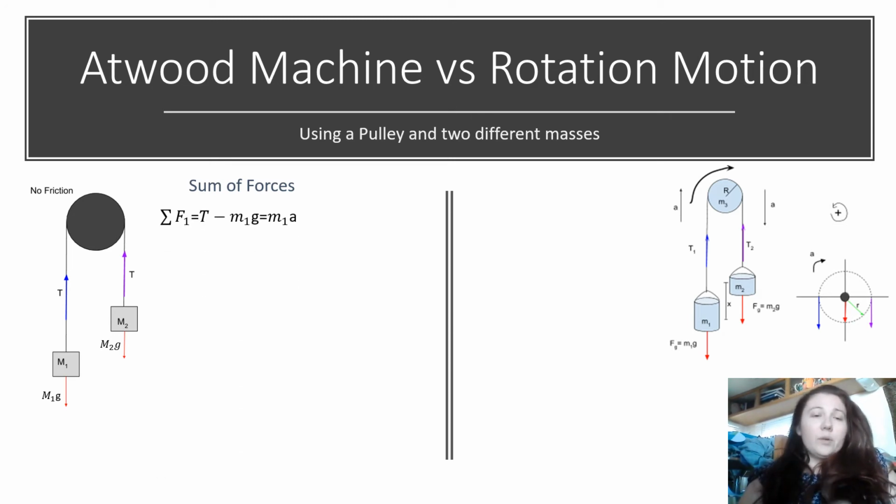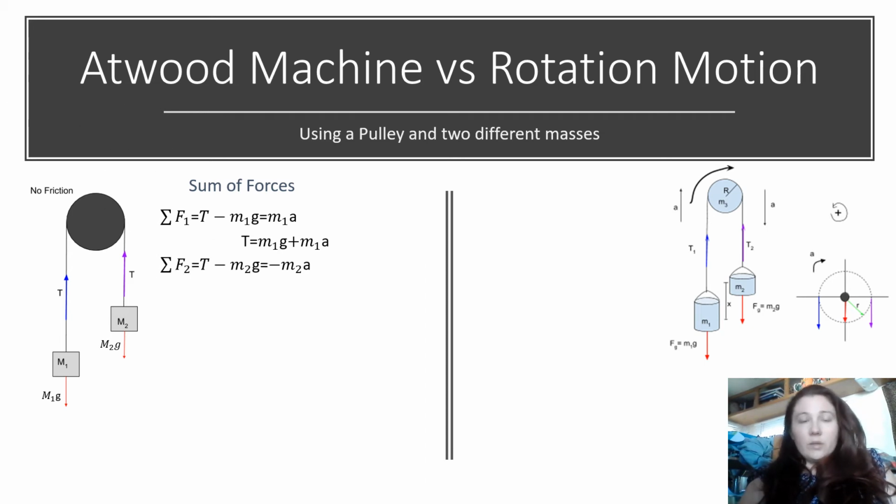So we've got force 1, which is the tension minus mass 1 times gravity, and that's equal to mass 1 times acceleration. So we can solve for tension, and I've done that here. It's just mass times gravity plus mass times acceleration. Now we can solve for force 2, using mass 2. So the tension minus mass 2 times gravity is equal to negative mass 2 times acceleration.